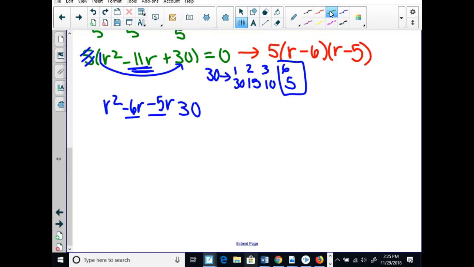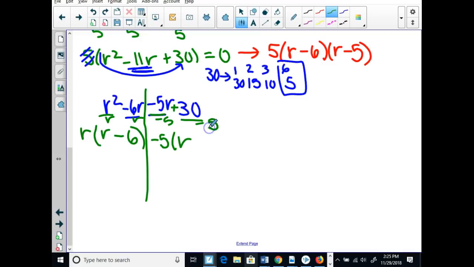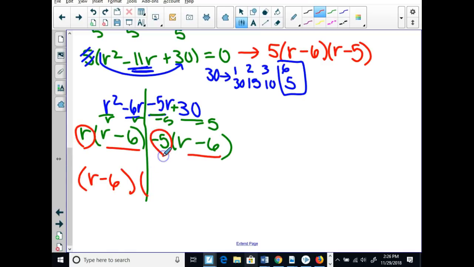Now I'm going to break it up. I'm going to look and see what's in common. r squared and negative 6r, that's going to be r. I'm going to divide by r, I'm left with r minus 6. Right here, negative 5r and 30, what do they have in common? That's a negative 5 because of that leading coefficient. I'm left with r minus 6 again. I look at my match. I write it once. I write my leftovers, r minus 5, and now I have my factors.